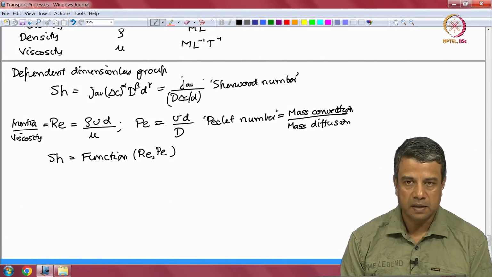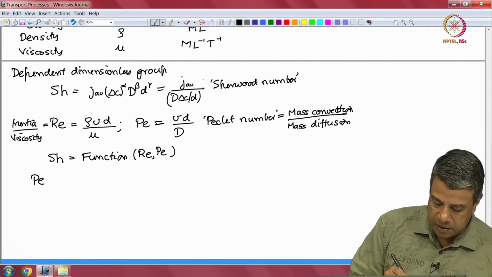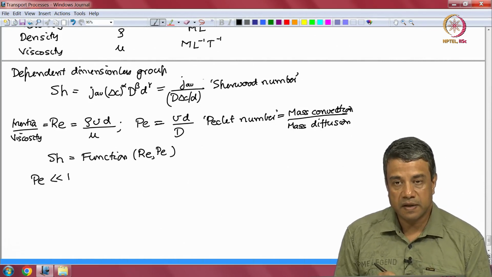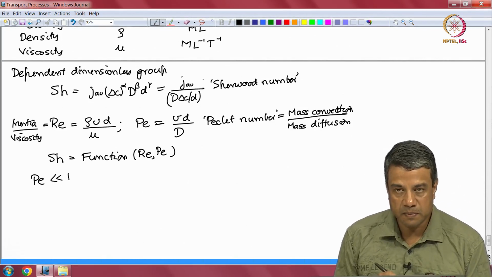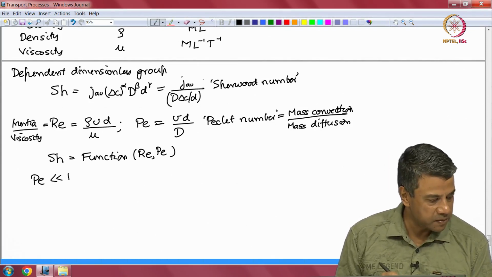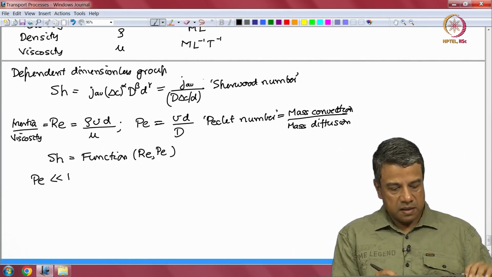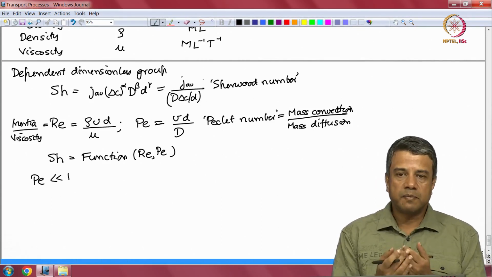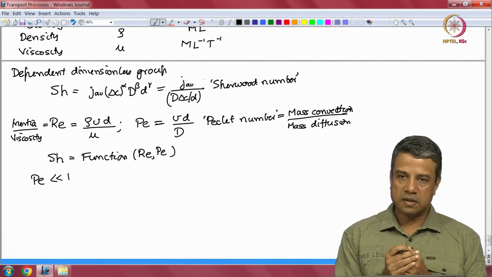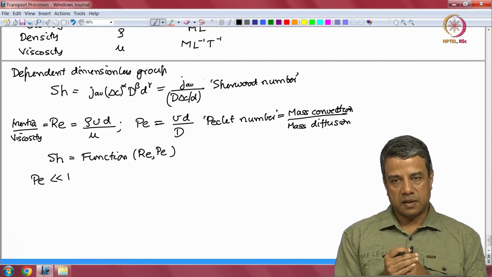Let us look at limiting cases. If we take the limit Pe much smaller than 1, that means that convective transport is negligible compared to diffusive transport. In this case, the convective velocity should not be a parameter at all in determining the average transport rate.